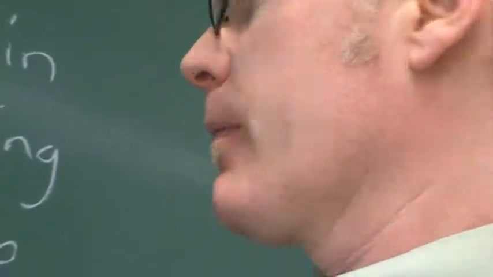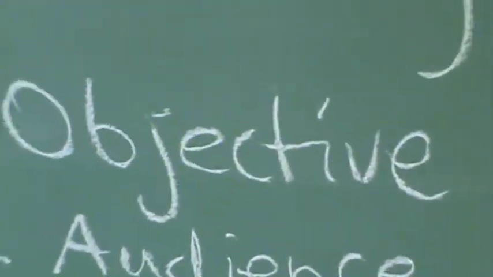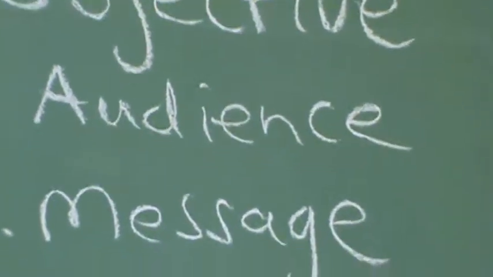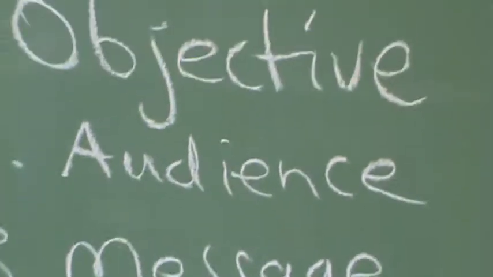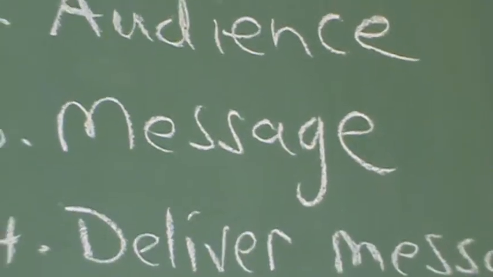But let's not get ahead of ourselves. First, we've got the objective. What are we trying to do? Then we've got the audience, who are we trying to talk to? Then we come up with a message. Once we have an idea of who we're talking to, we got to craft the message.